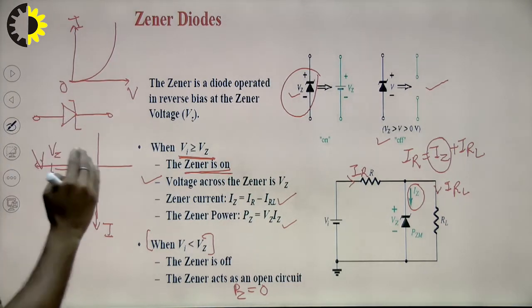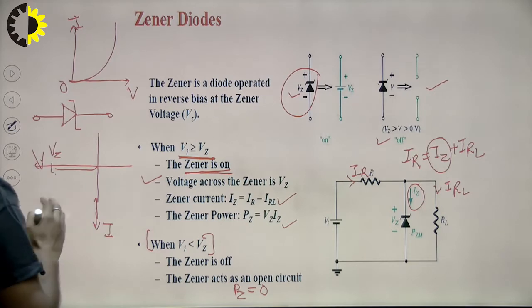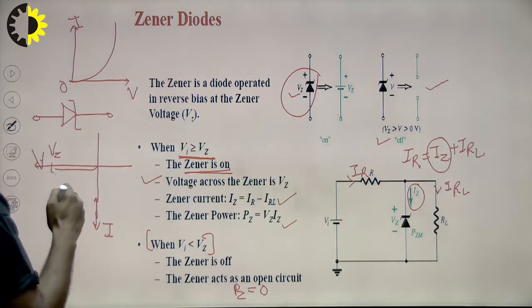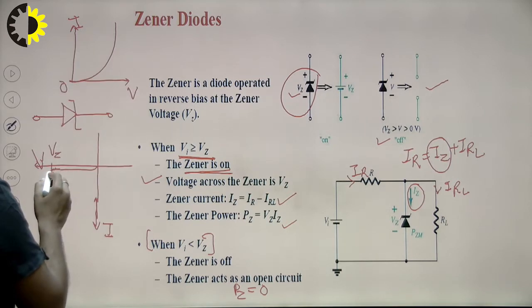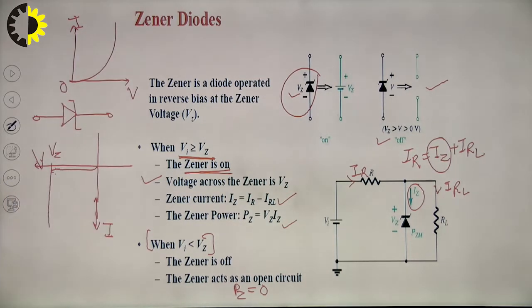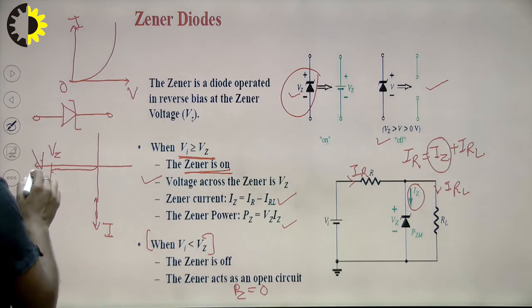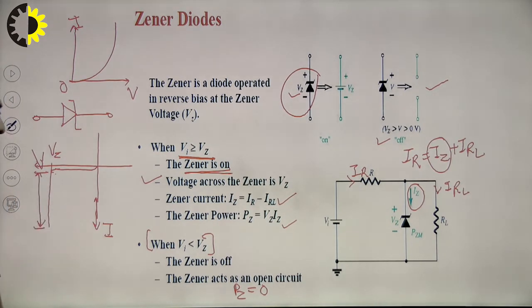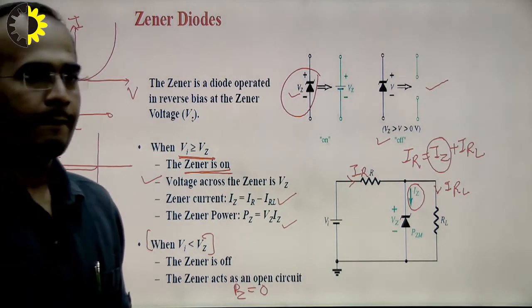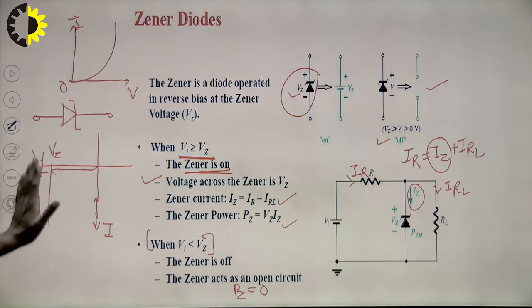When it reaches the value Vz, the Zener voltage, and it crosses the Zener voltage, a breakdown will occur, or you can say the current will increase suddenly. So, you can say this region is the Zener region. Okay. So, this is the VI characteristic of the Zener diode.